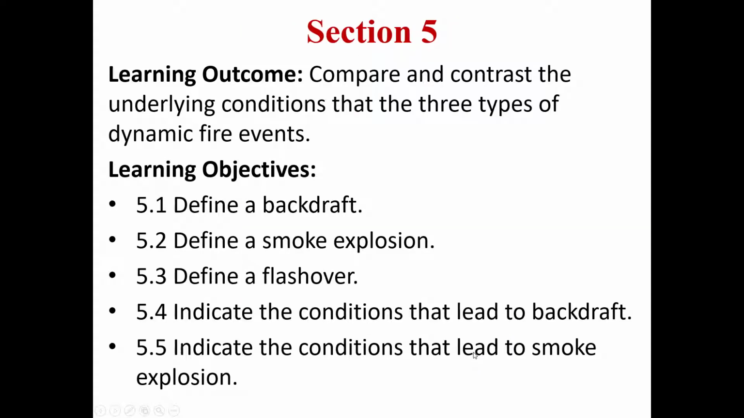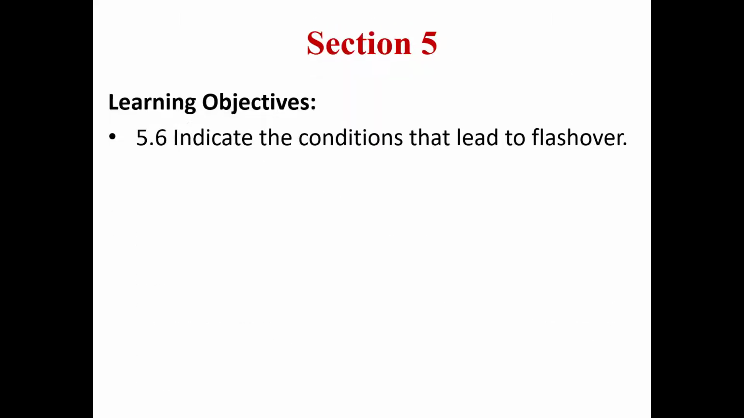The learning outcome for this section is to compare and contrast the underlying conditions that the three types of dynamic fire events have. Our learning objectives include defining a backdraft, defining a smoke explosion, and defining a flashover. Also indicating the conditions that lead to backdraft, indicating the conditions that lead to smoke explosion, and indicating the conditions that lead to flashover.